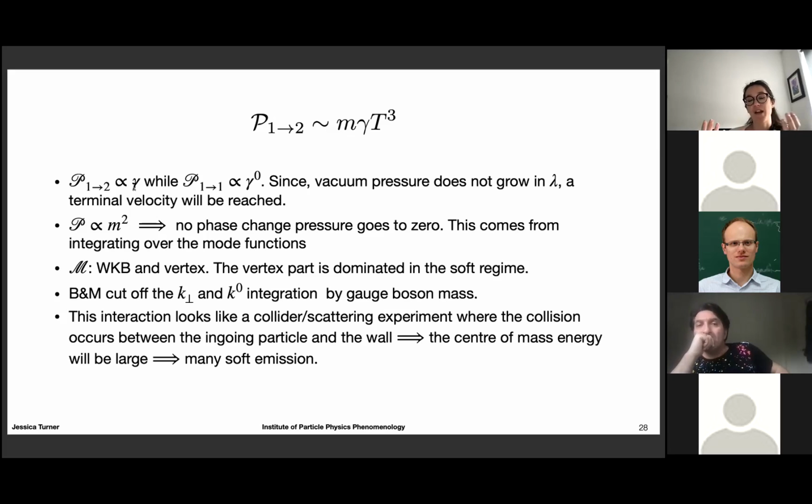And since the vacuum pressure doesn't grow in gamma, a terminal velocity will be reached. Moreover, their pressure is directly proportional to the mass squared. So if there's no phase change, the pressure goes to 0, and that's relatively easy to see. Their matrix element is a function of WKB and a vertex function, and that vertex function is dominated in the soft regime. They cut off both their transverse momentum and energy integrations by the gauge boson emission mass.